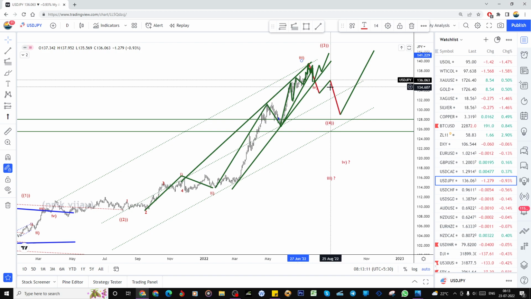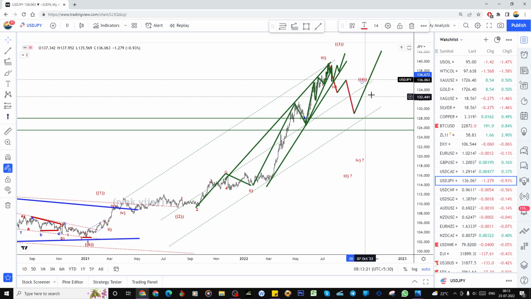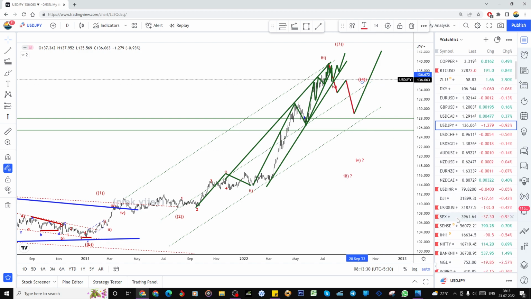I'm explaining here. That means this is the 1, this is the 2, this is the 3, 4, and still we are in the 3rd wave of this bigger 3rd wave. I'm looking for another 4th wave. So either this could be. Why I'm looking like that is because it's correlating to gold and silver.